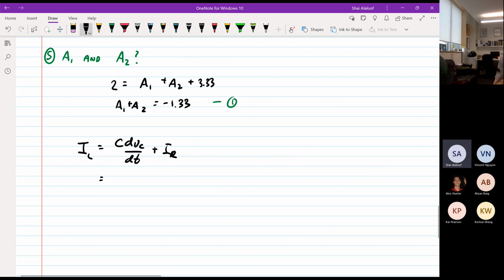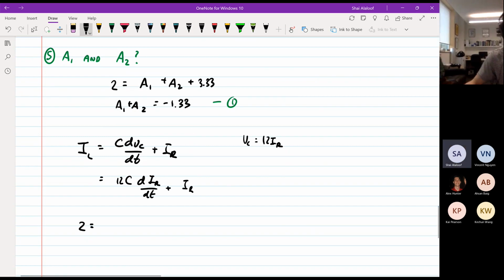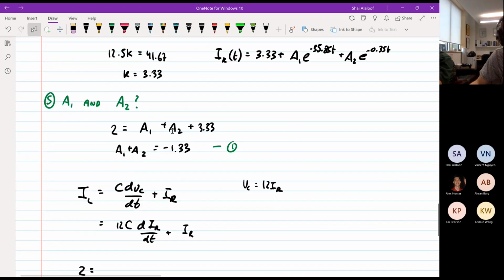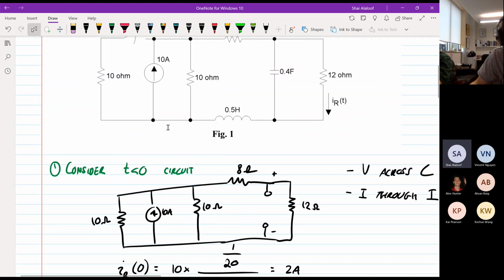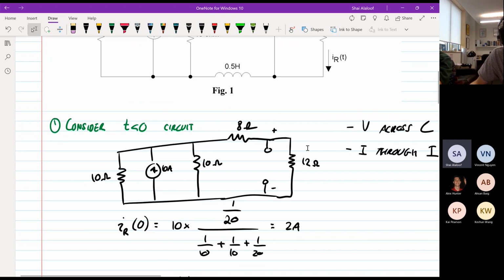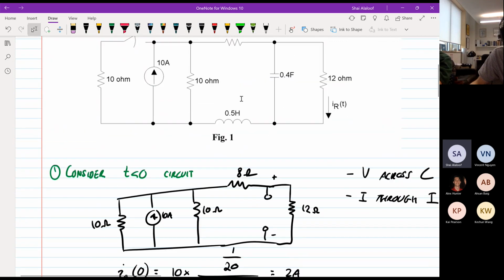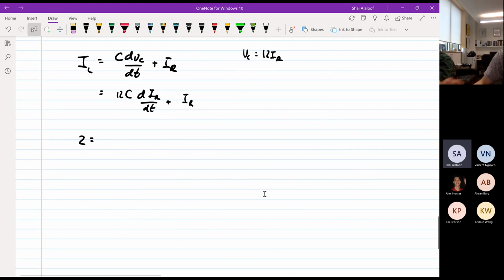Keeping in mind that, again, the VC is 12 IR. So C times 12 C dIR/dt plus IR. And the current to the inductor, if you remember, was also 2, because it's the same as the current to the resistor. If I scroll back up to the initial circuit, the current through the 12 ohm resistor is the same as the current through the inductor, because the capacitor is open circuit.